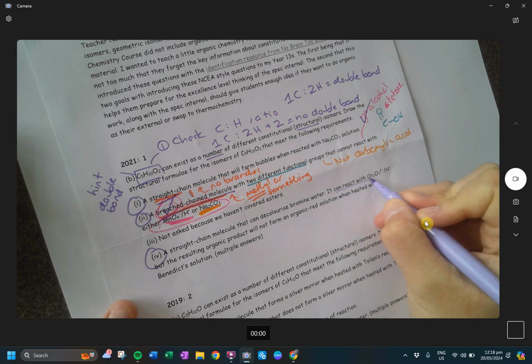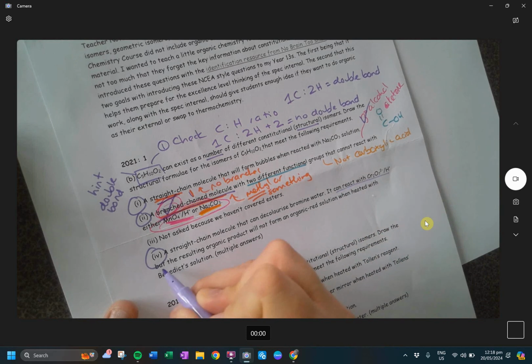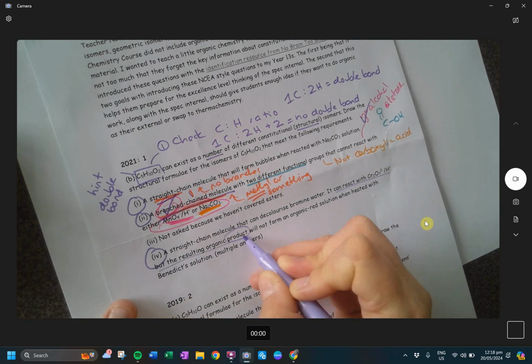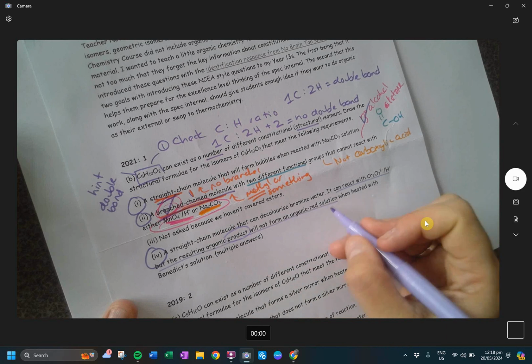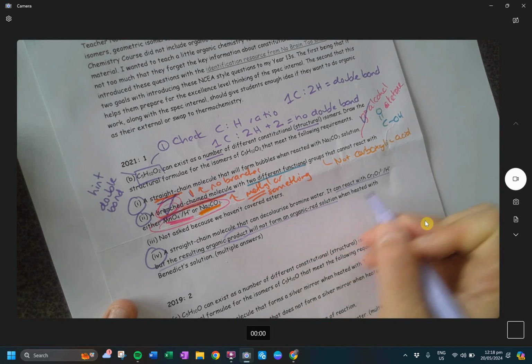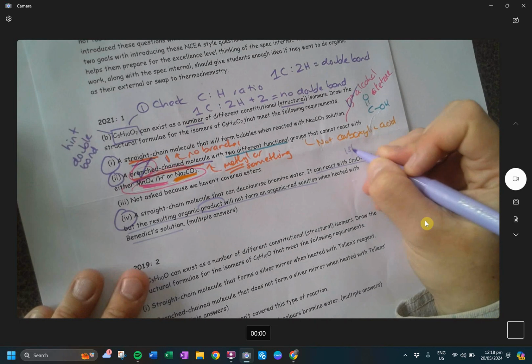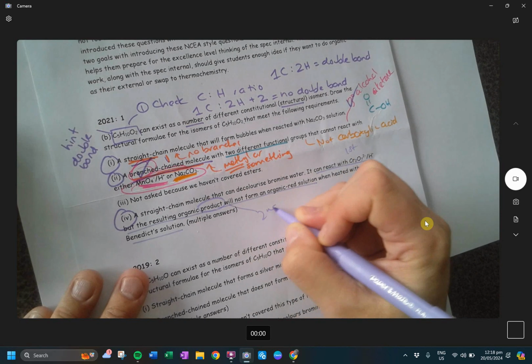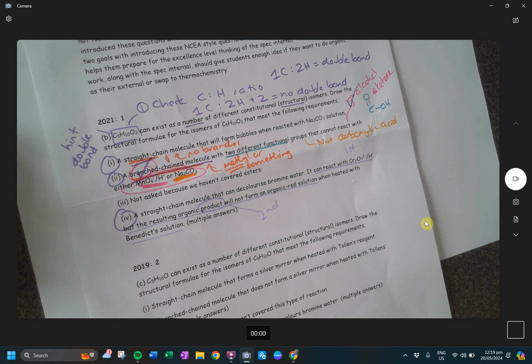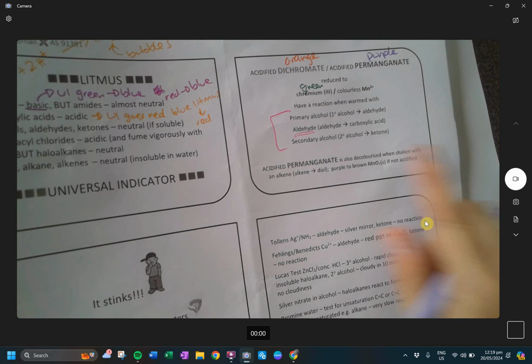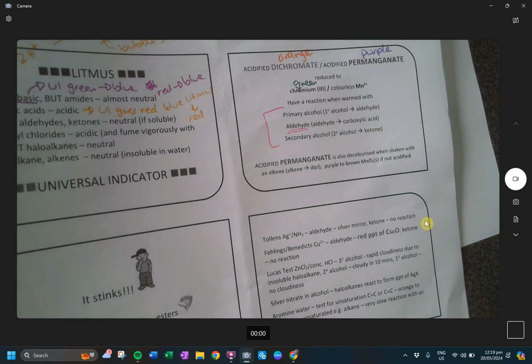it can react with dichromate, but the resulting organic product will not form a red-brown solution when heated with Benedict's. So this is a 2-step process. You're talking about the first reaction here, and then we're talking about a second reaction. Okay? So they're basically saying the first original reactant will react, and then the product from that will not react again. This is trying to give you a hint on whether you have a primary or secondary alcohol.